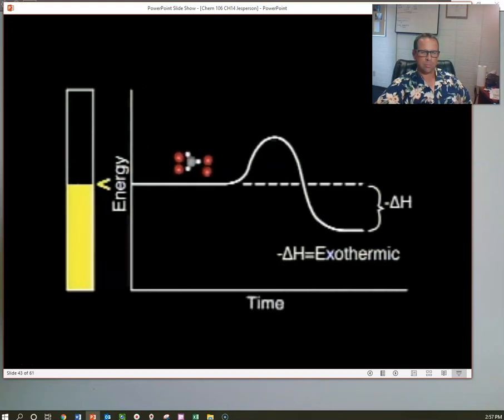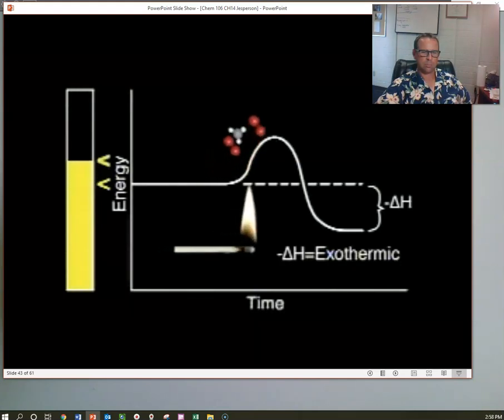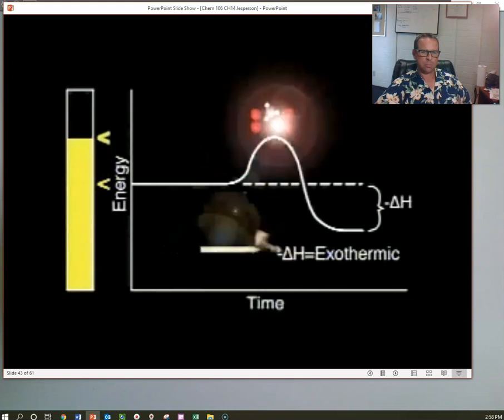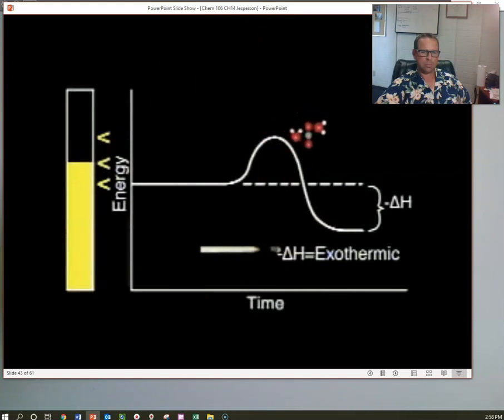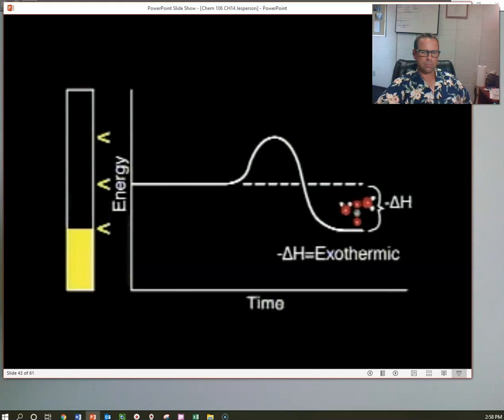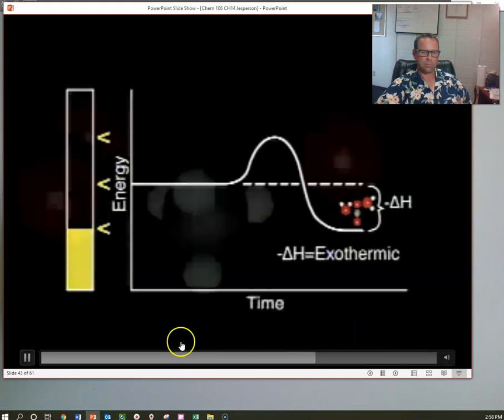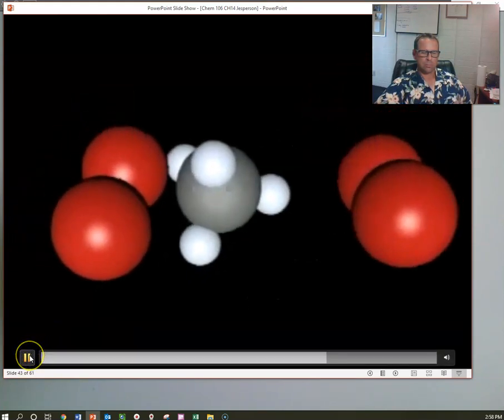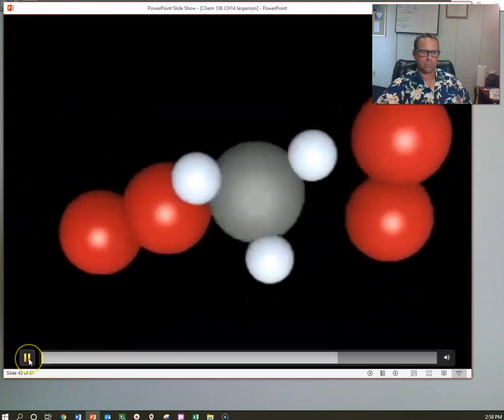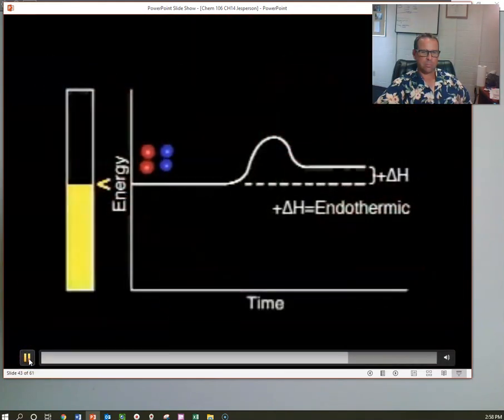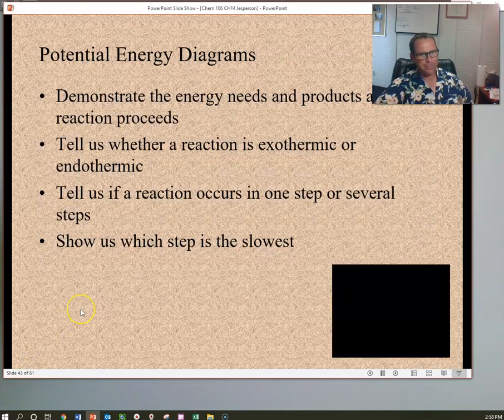Initially, the oxygen and methane molecules collide, but do not have sufficient energy to react. A flame can supply the activation energy needed to start the reaction. At this point, bonds break and new bonds form in an exothermic reaction that releases energy. The energy released supplies the activation energy for other molecules to react, and the mixture explodes.